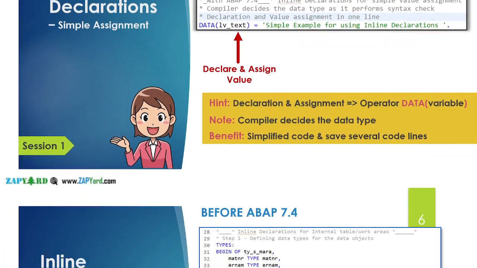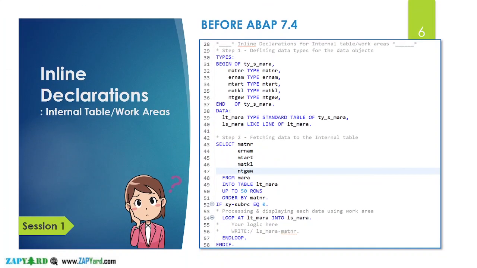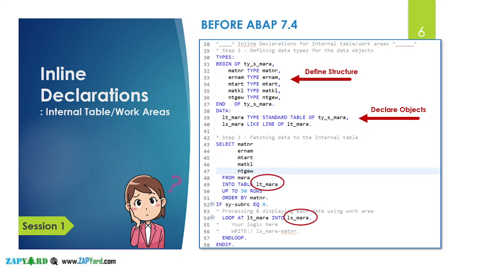Now let's learn how to declare internal tables or structures. Suppose we want to get data from the MARA table for certain fields. Previously, we used to define structures with relevant fields and then declare the data objects for the internal table or work area, and later we use them to fetch data and to process the data.